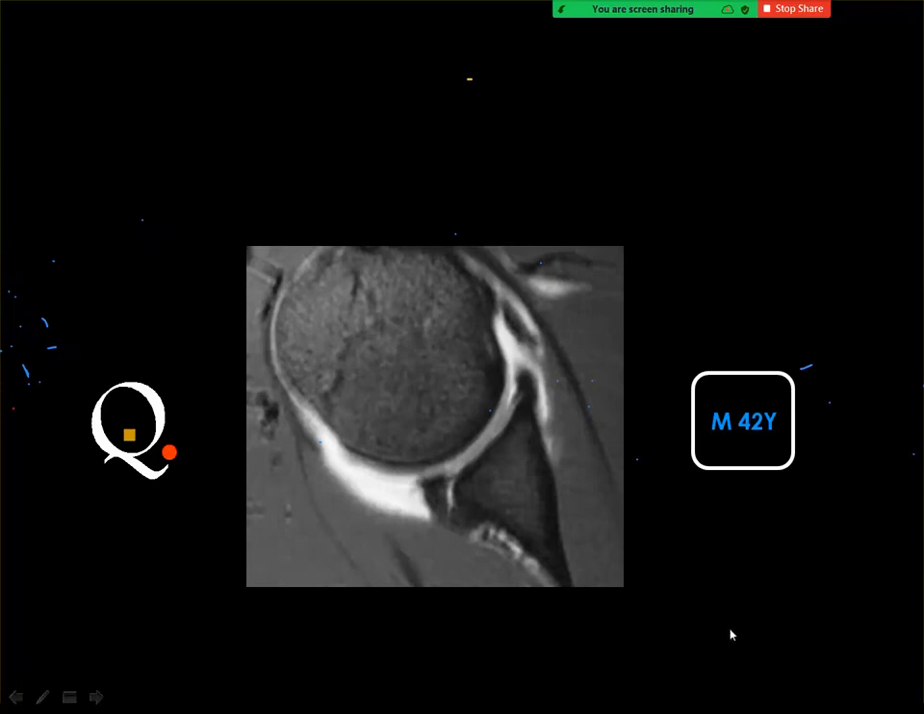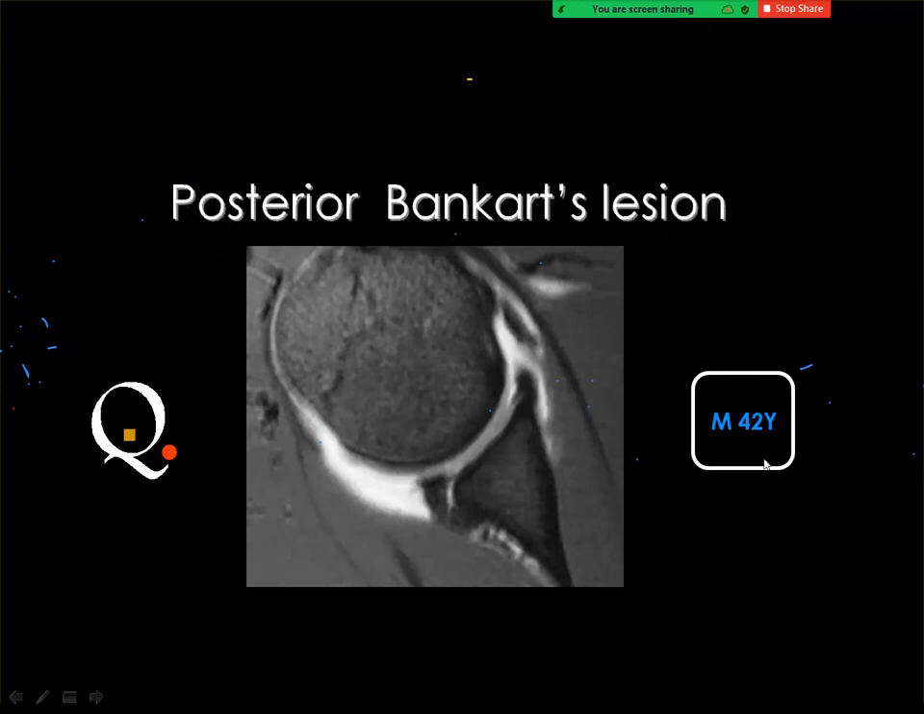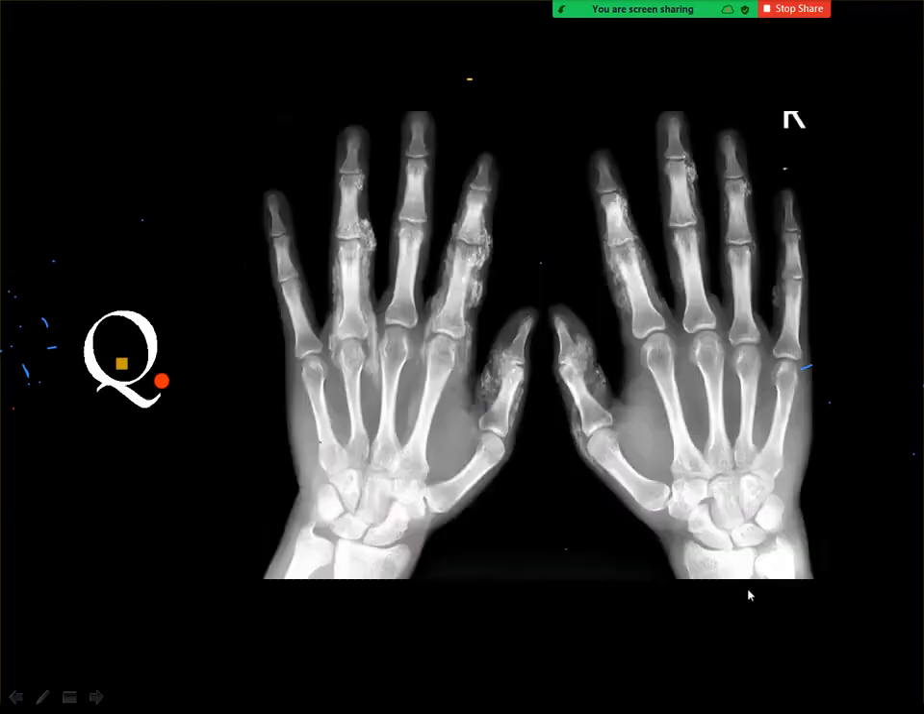The reverse of Bankart is known now as the posterior Bankart lesion. You know that Bankart lesion is a tear of the anterior labrum as well as its periosteal attachment to the scapula. And the reverse of Bankart lesion is now known as the posterior Bankart in the literature, where you got a tear in the posterior labrum as well as its connecting periosteum. Next case.